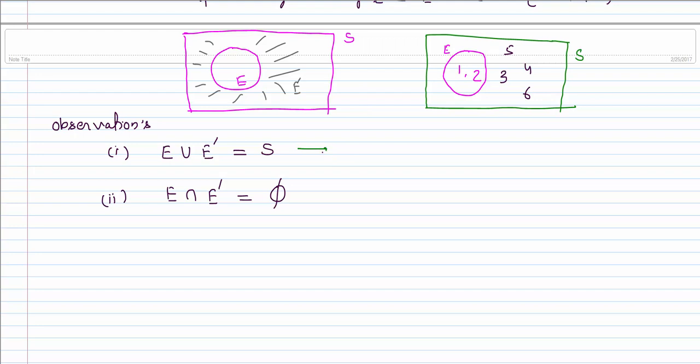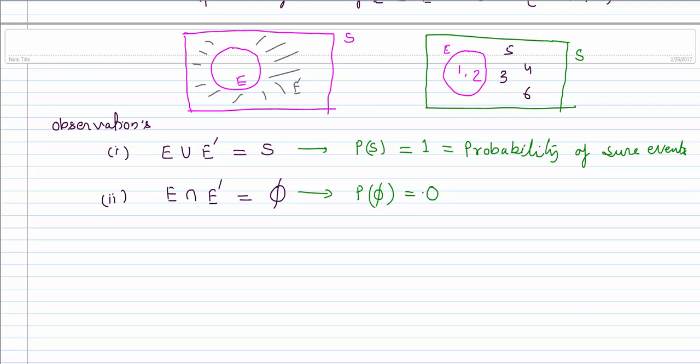Later on we will understand that the probability of sample space is equal to 1, that is probability of sure event is always 1, and the probability of impossible event, that is phi, is equal to 0.